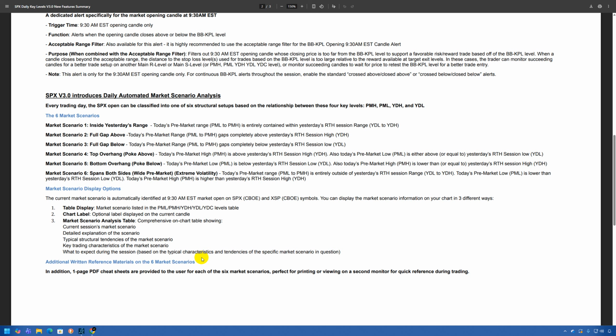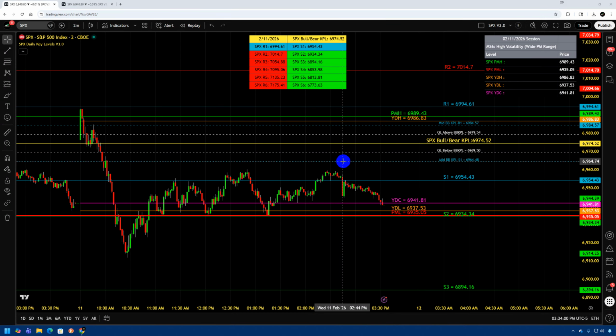Also, in addition, we provide written reference materials on the 6 market scenarios. These are one-page PDF cheat sheets that are provided to each user of the indicator for each of the 6 market scenarios, which give you an easy read-through of a one-page cheat sheet that's perfect for printing or viewing on a second monitor for quick reference. Also can be used for studying outside of market hours as well.